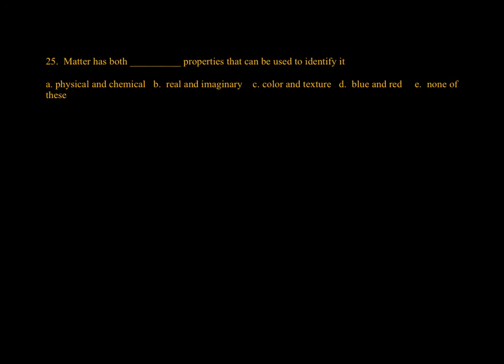Matter has both kinds of properties that can be used to identify it. It has both physical and chemical properties. Physical would be things like color and density. Chemical would be reactivity, things like that. So we can use the combinations of physical and chemical properties to identify unknown substances.